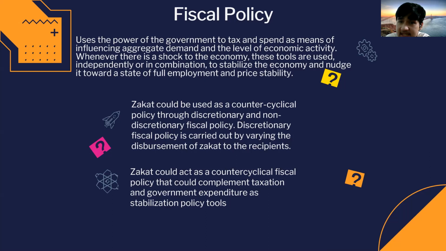But zakat could be used as a counter-cyclical policy through discretionary and non-discretionary fiscal policy. Discretionary fiscal policy is carried out by varying the disbursement of zakat to recipients. When the economy is in a downswing, to spur aggregate spending and economic activity, zakat could act as a complement to taxation and government spending as tools of stabilization policy. Zakat could act as a countercyclical fiscal policy that could complement taxation and government expenditure as stabilization policy tools.